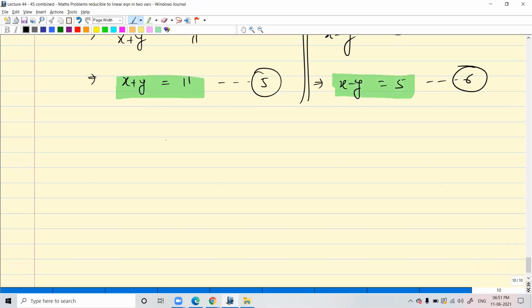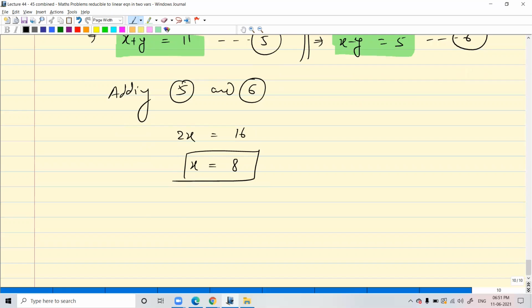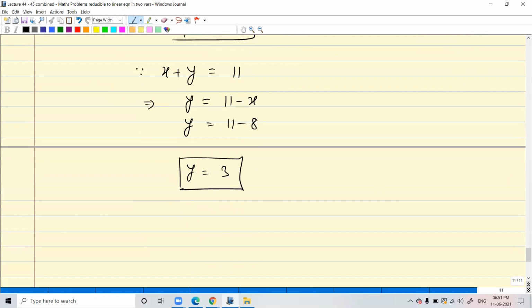So to solve these equations, this is very simple. Plus y and minus y is there, so we just add them and it will get eliminated. So adding the fifth and sixth equations, x plus x will become 2x, plus y minus y becomes 0, and 11 plus 5 becomes 16. So x is equal to 8. And once you know x is equal to 8, we can very easily find y. x plus y is 11, so y is equal to 11 minus x, that is 11 minus 8. Okay. So the speed of the boat in still water, it was x kilometer per hour, so it will be 8 kilometer per hour.